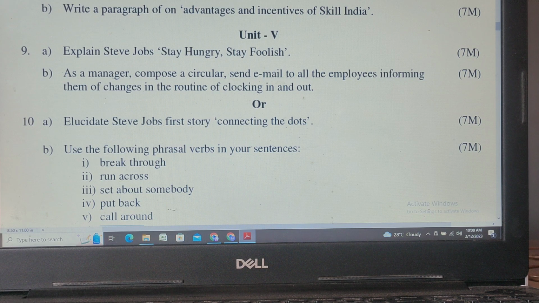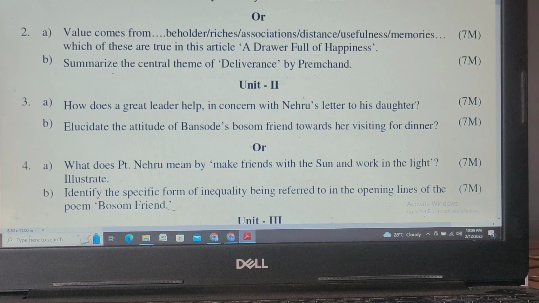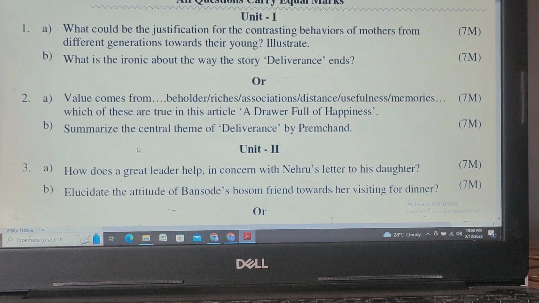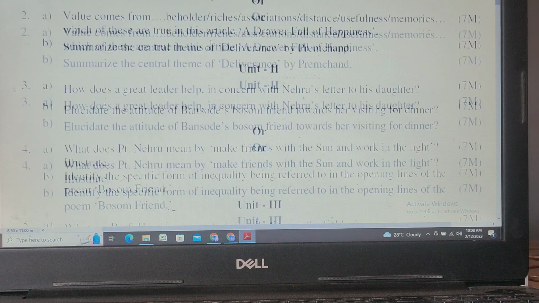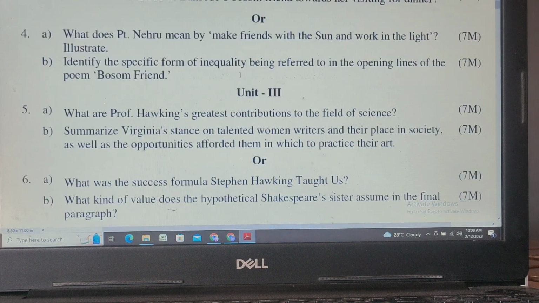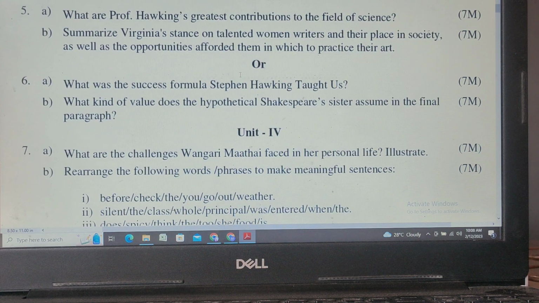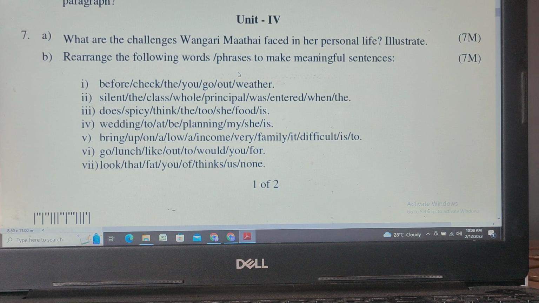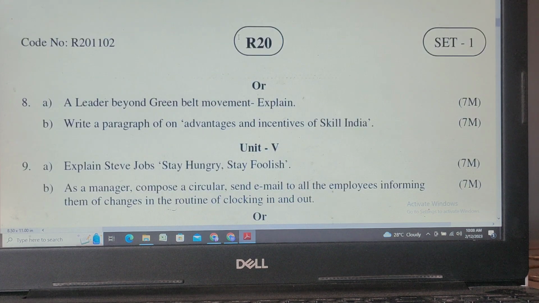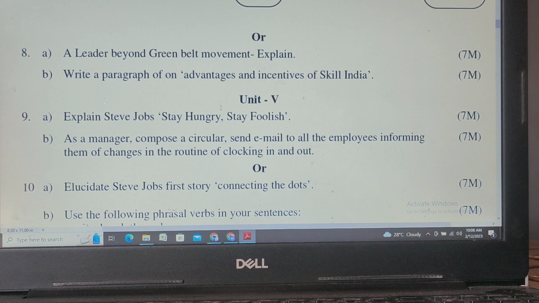So here I am making a point clear: you are reading how many essays, I believe. Here it is Drawer Full of Happiness 1, Deliverance 2, Nehru's Letter 3, Bosom Friend 4, Hawking's 5, Shakespeare's Sister 6, Mathai 7, and Steve Jobs 8. So you are reading 8 essay answers, and the other ones are general things. If you are okay with 8 essay answers, you are okay with the language exam tomorrow. And I believe Still I Rise and Telephone Conversation are left out.